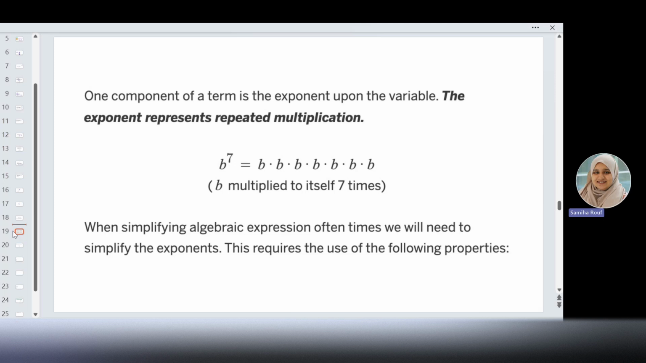What exactly does the exponent represent? The exponent just represents repeated multiplication. So if you have b to the power of 7, that means you have b being multiplied by itself 7 times.